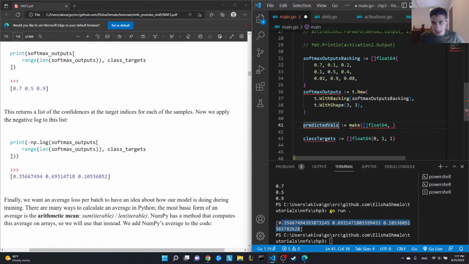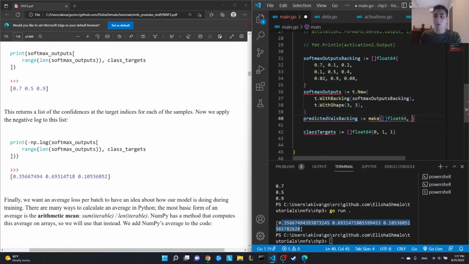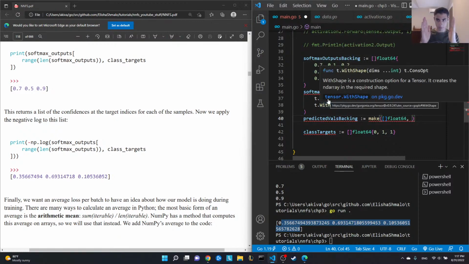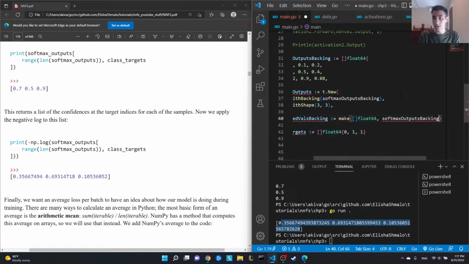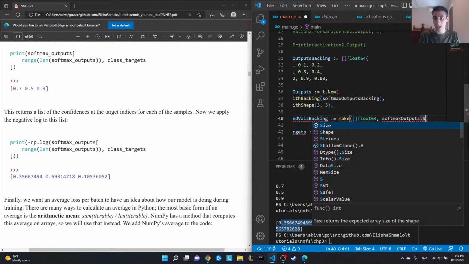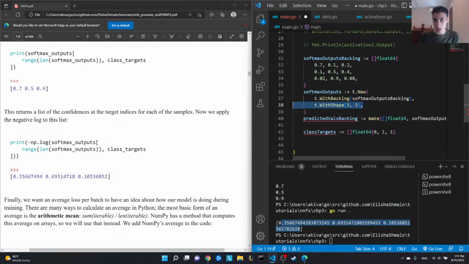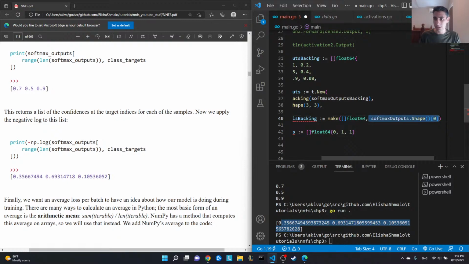In fact, really, we should just get predicted vals backing, which will be a list of float64s. How long will it be? Well, we'll have a value for every probability distribution that we have, so for every one of these we're going to get one value. So how many of them will we get? Well, we'll get one from this, and one from this. So 3. What is that? That is the softmax outputs dot shape at the index of 0. It's the first index of the shape. And I'm trying to make this dynamic, which is why we're passing the length in like that.